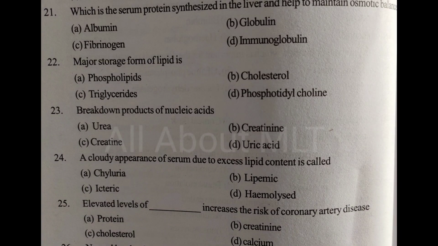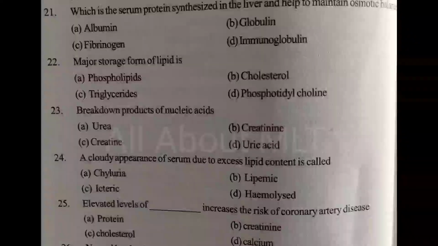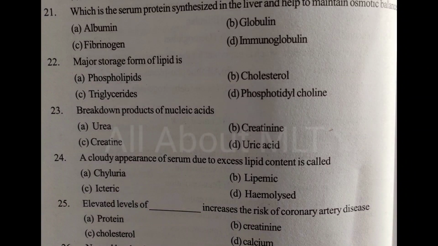Major storage form of lipid is option A, phospholipids. Option B, cholesterol. Option C, triglycerides. Option D, phosphatidylcholine. Answer is option C, triglycerides.